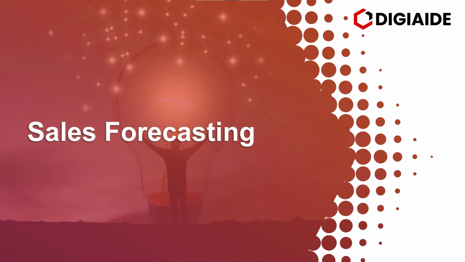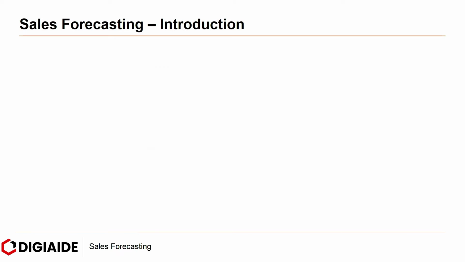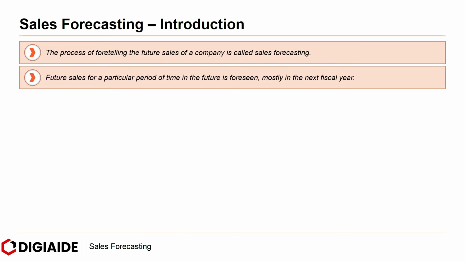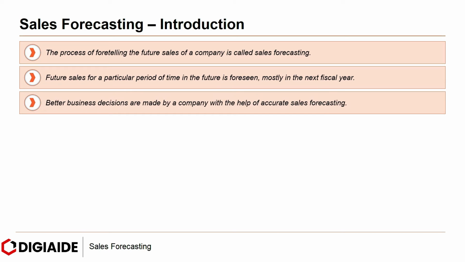In this video, we are going to cover the topic on sales forecasting. Let's start with the introduction. The process of foretelling the future sales of a company is called sales forecasting. Future sales for a particular period of time in the future is foreseen, mostly in the next fiscal year. Better business decisions are made by a company with the help of accurate sales forecasting.